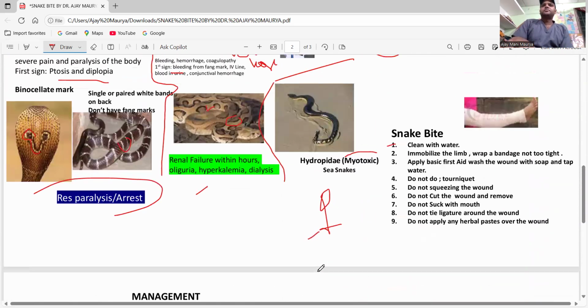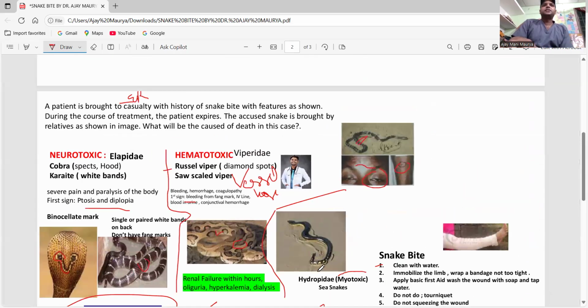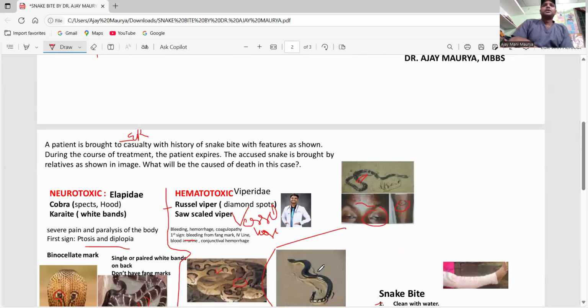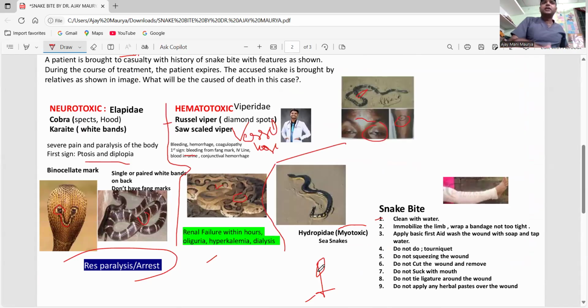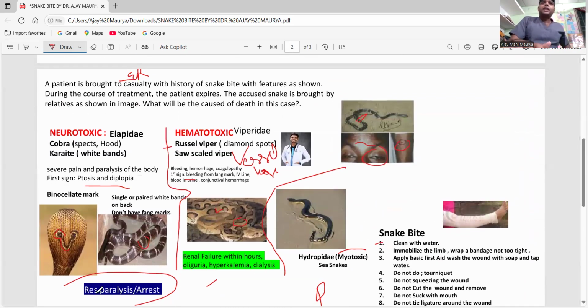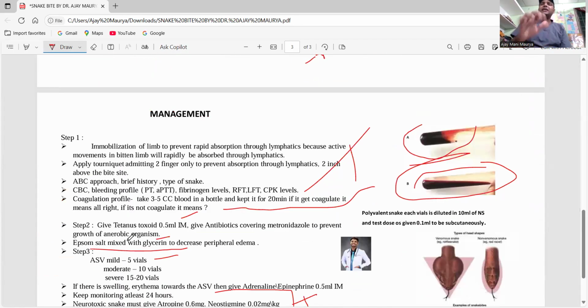I think this is going to be a very helpful session for you guys. So remember what you have to remember for the exam: how to identify the snake, what is the cause of death, and what are the indications for the anti-snake venom.